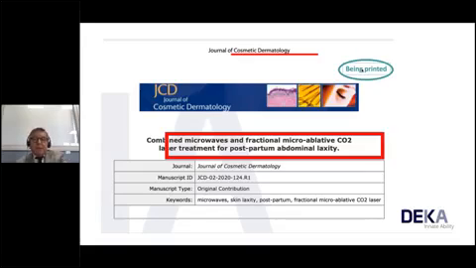We noted the great improvement and enhancement of the tightening in the skin in the postpartum abdominal laxity. And this combination is an incredible tool for us to get a firmness in our skin.